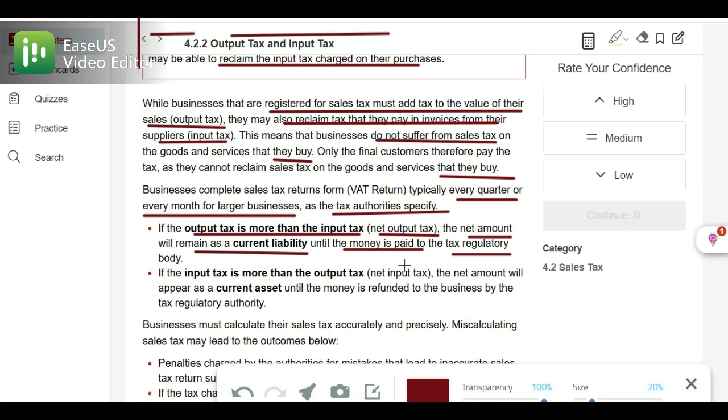Clear? Now, if the input tax is more than output tax, then definitely that will be your net input tax, and the net amount will appear as a current asset until the money is refunded to the business by the tax regulatory authority.